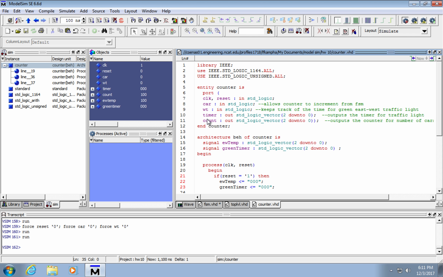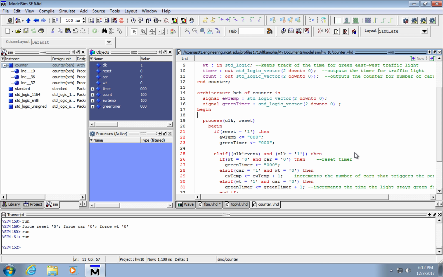My outputs are timer, which is 3 bits and outputs the time, and this is sent to the finite state machine as an input. I also have count, which is an output that is 3 bits, and it outputs the number of cars that trigger the sensor, which will also be sent to the finite state machine.